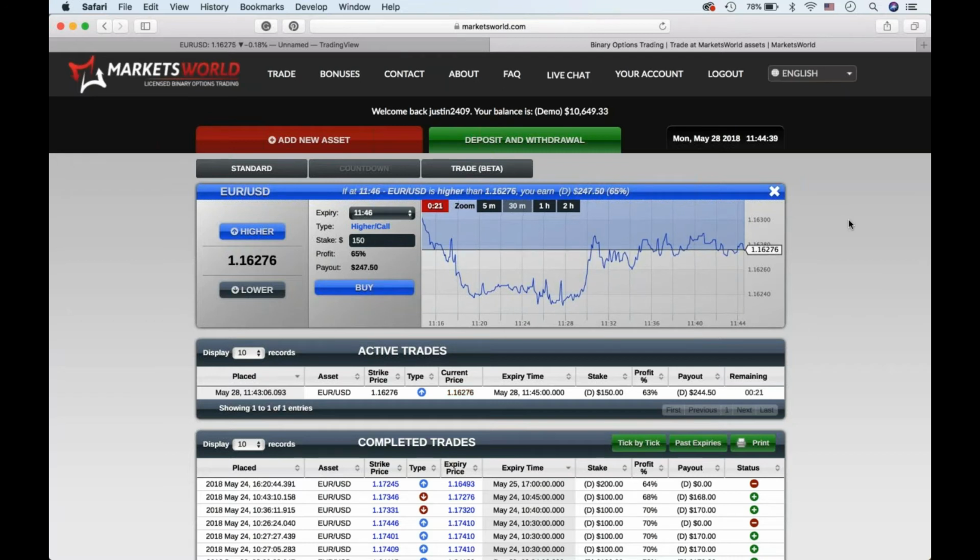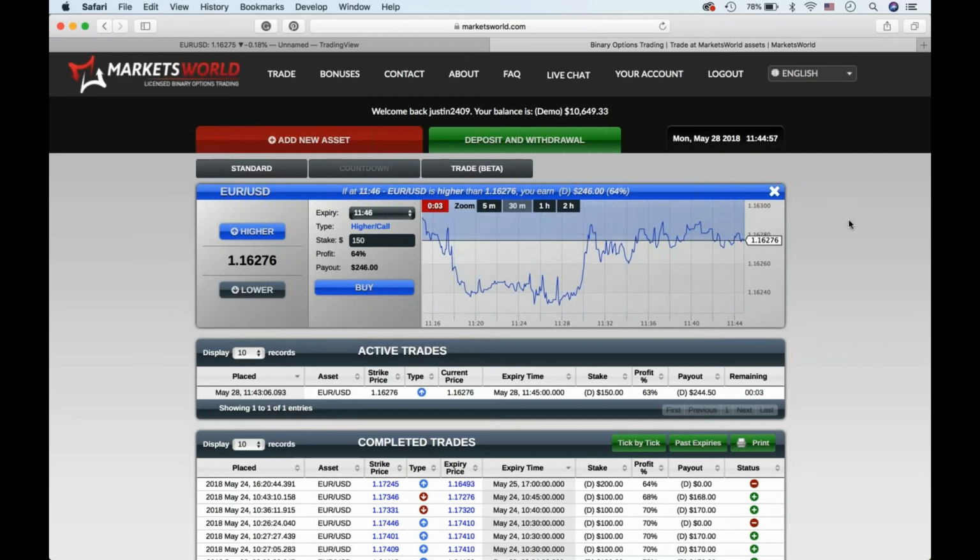276, we're breaking even right now. 277, we're in the money. Come on, let's go a little bit more. We have 2 seconds left. The 272 would have been perfect for this setup. 276.